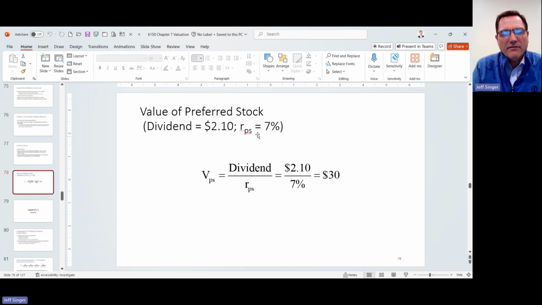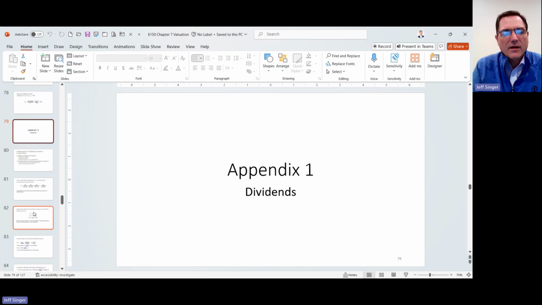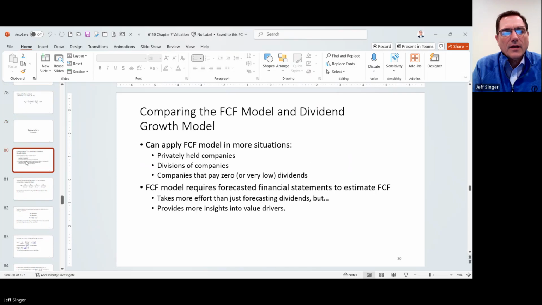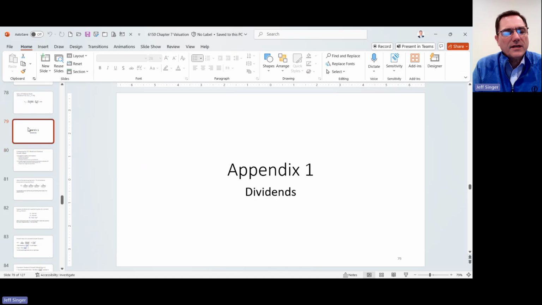And if you want to do the value of a preferred, it's very similar to the dividend. You take a dividend in year 1, divided by the rate of return, and you get a share price of around 30. There are other items in the appendix if you want to take a look at that, but none of that will be on the exam.